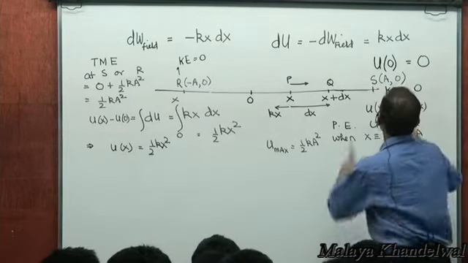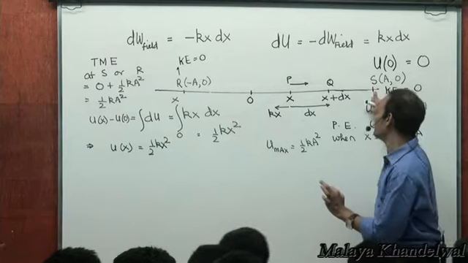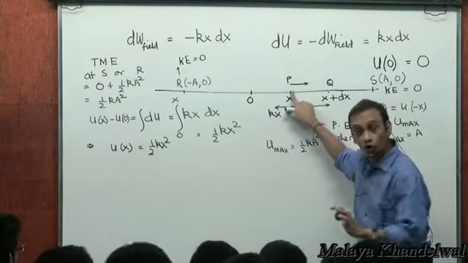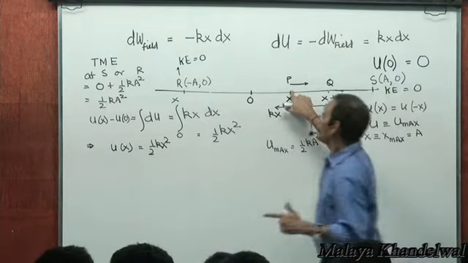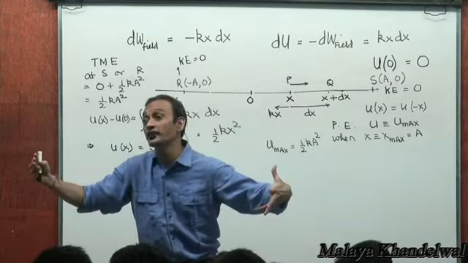Yes or no? That means if the sum total of kinetic and potential is half kA squared here, then at this point also it's going to be half kA squared. Then at this point also it's going to be half kA squared. At this point also half kA squared. That means it's half kA squared anywhere else.